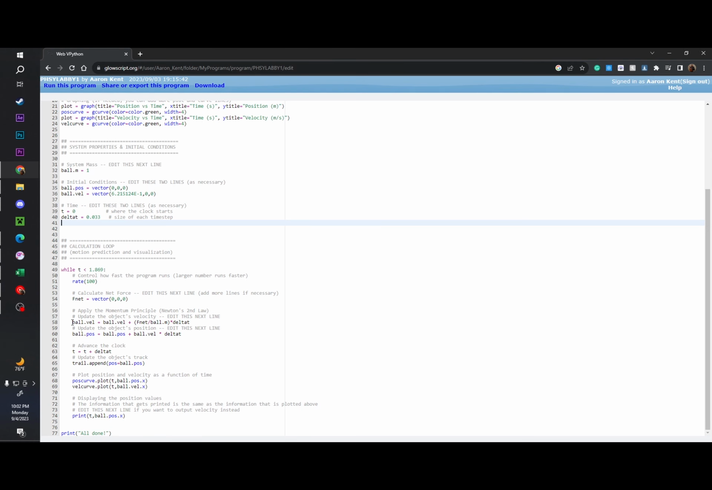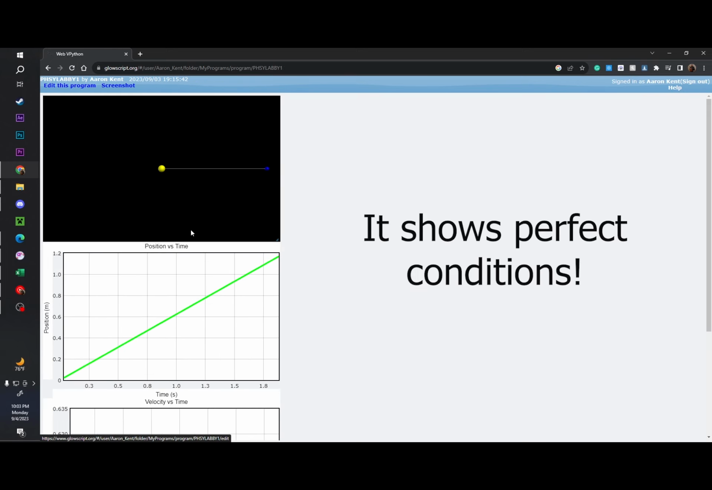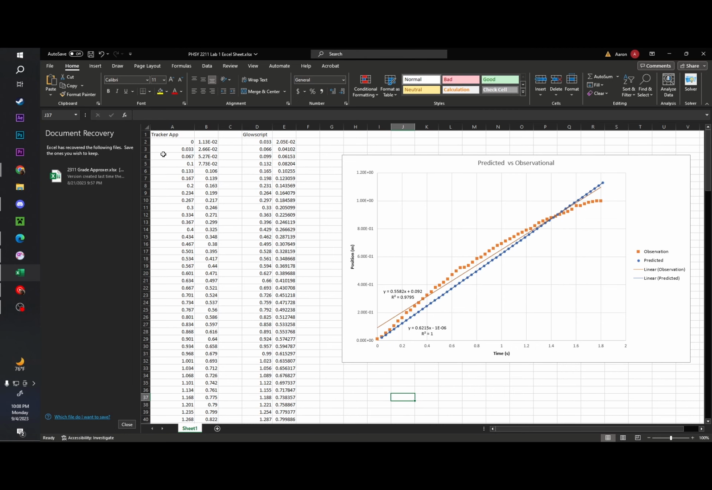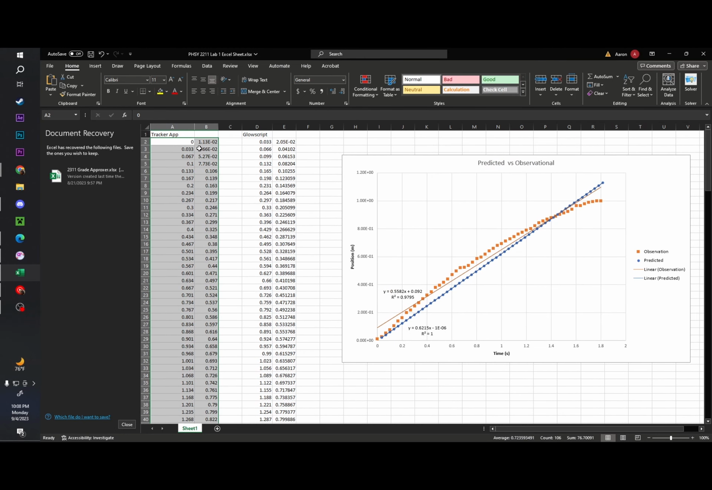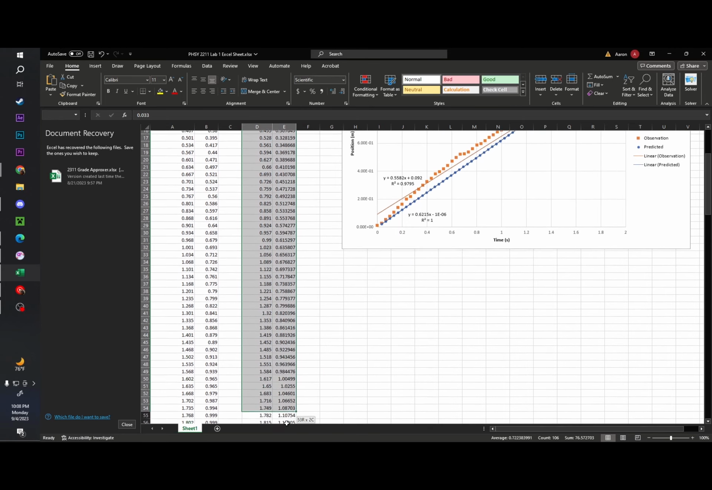And finally, for the ball velocity, I applied the momentum principle, which is Fnet divided by the mass multiplied by delta t, and then the ball position equals ball position plus ball velocity times delta t. So let's take a look at what that looks like. Basically, I plotted out the Tracker app's exact measurements for time and position on the x-axis, and then I also plotted out GlowScript's perfect ones as well.